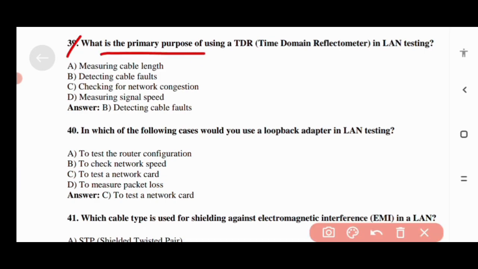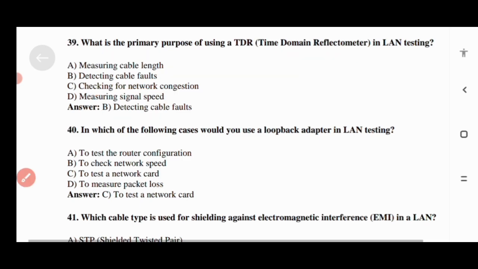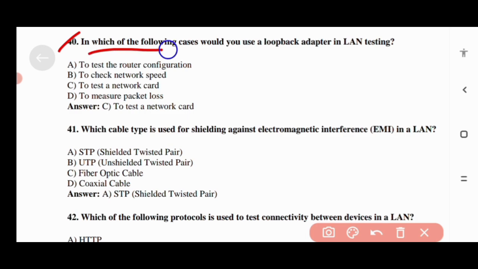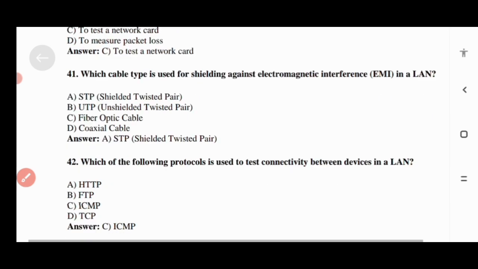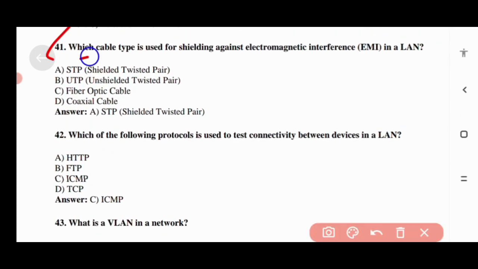What is the primary purpose of using TDR, time domain reflectometer, in LAN testing? Detecting cable faults. In which of the following cases would you use a loopback adapter in LAN testing? To test a network card. Which cable type is used for shielding against electromagnetic interference, EMI, in a LAN? STP, shielded twisted pair.